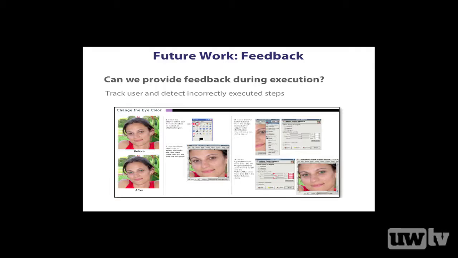And so finally, we also plan to implement a feedback mechanism so that we can let the user know if they deviate from the instructions. So this will require us to track the user as they're performing the task and also decide for each step whether they executed it correctly or not. It might also require modeling the typical types of errors that people make and helping them get back on track.